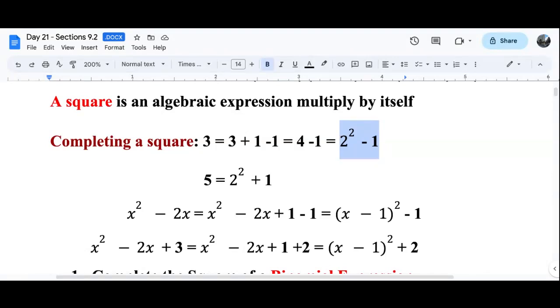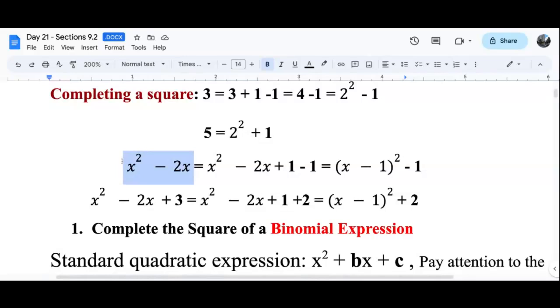So now a square appears: 2 squared minus 1. And similarly, 5 we can write as 2 squared plus 1. If we have x squared minus 2x, we can add 1, subtract 1, and write it as x minus 1 squared minus 1. So this process is called completing the square. If we have x squared minus 2x plus 3, we can separate 3 into 1 plus 2. Then x squared minus 2x plus 1 is x minus 1 squared, then plus 2.